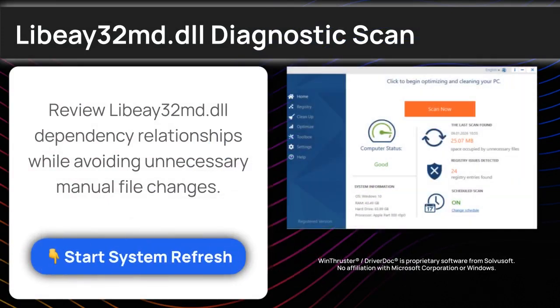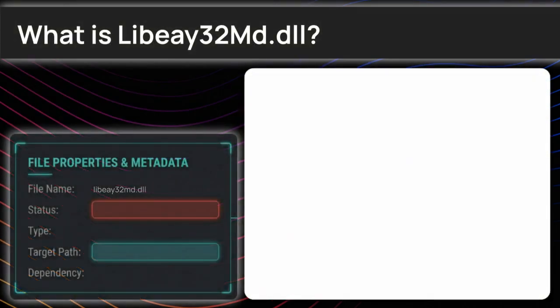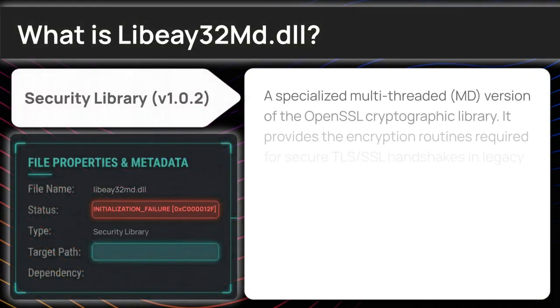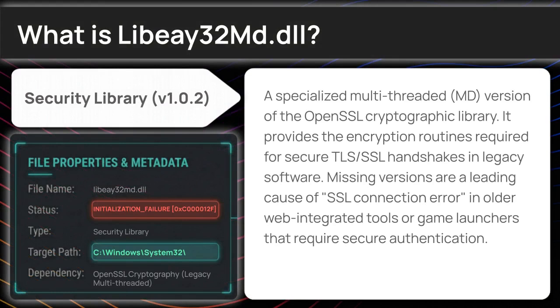This is the OpenSSL multi-threaded library 32, a specialized multi-threaded MD version of the OpenSSL cryptographic library. It provides the encryption routines required for secure TLS and SSL handshakes in legacy software. Missing versions are a leading cause of SSL connection errors in older web-integrated tools or game launchers that require secure authentication. With that context in mind, our first logical step is a clean reinstallation.